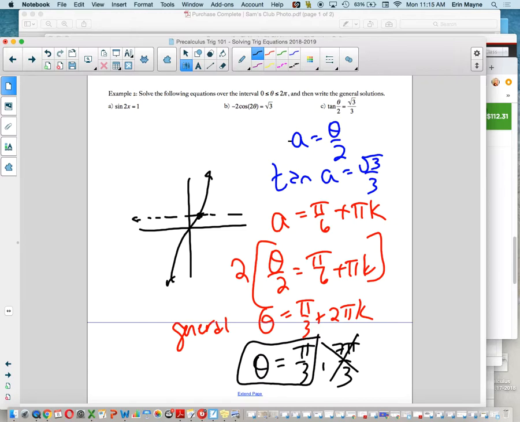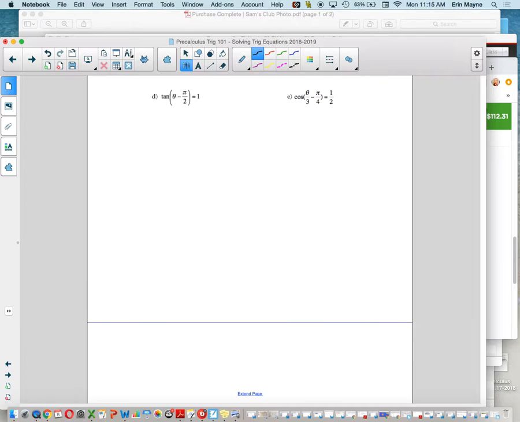Okay, now, that's probably the easiest. How is letter D different? I'm going to do what Nick said again, and I'm going to call theta minus pi over 2 A. But how is this different? What is different about A that wasn't there before?